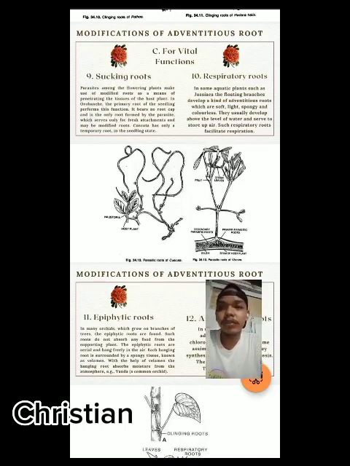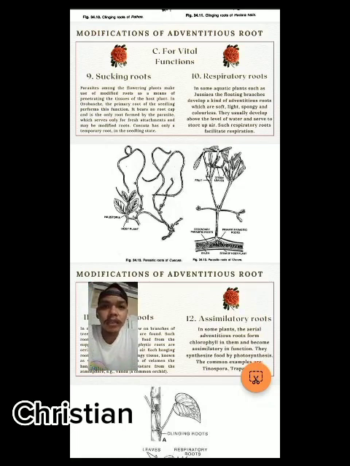Next one is the epiphytic roots. In many orchids, which grow on the branches of trees, the epiphytic roots are found. Such roots do not absorb any food from the supporting plant. The epiphytic roots are aerial and hang freely in the air. Each hanging root is surrounded by spongy tissue known as velamen. With the help of velamen, the hanging root absorbs moisture from the atmosphere. Example, Vanda, the common orchid.